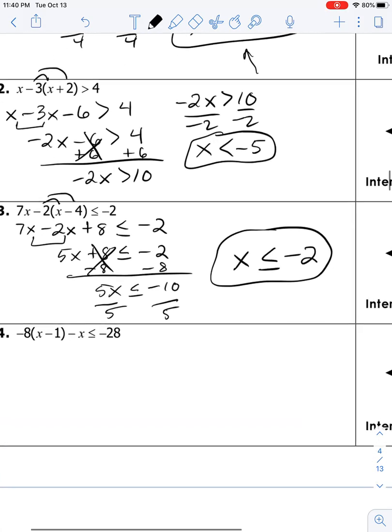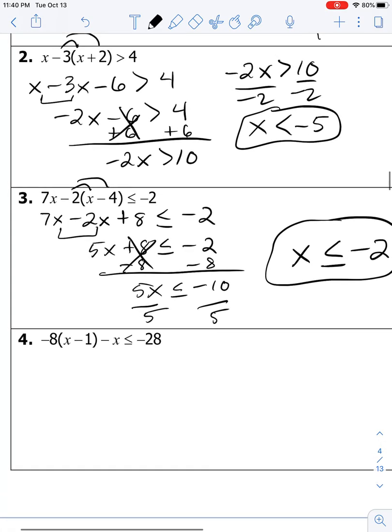All right, number 4. So again, we're going to distribute. So negative 8 times x is negative 8x. Negative 8 times negative 1 is positive 8. Drop down the negative x. Drop down the less than or equal to. Drop down the negative 28.